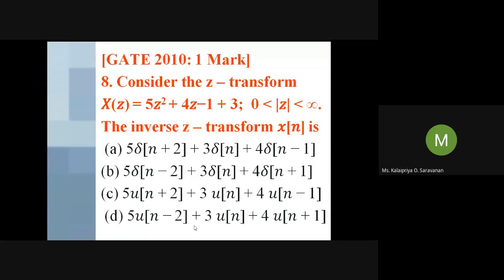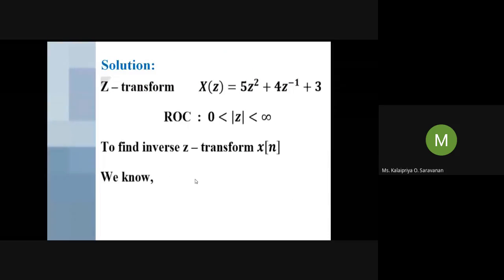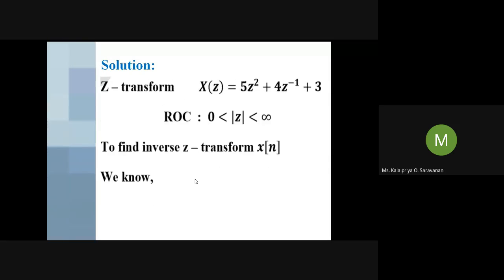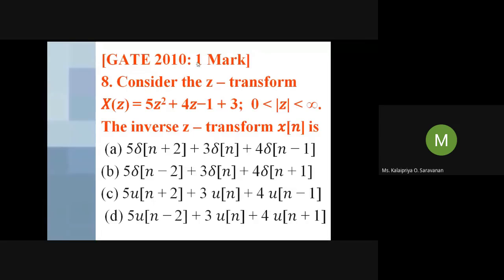Next, we have the other question. Consider the Z transform X of z equal to 5z square plus 4z minus 1 plus 3. I guess we have... there's no minus 1 here.